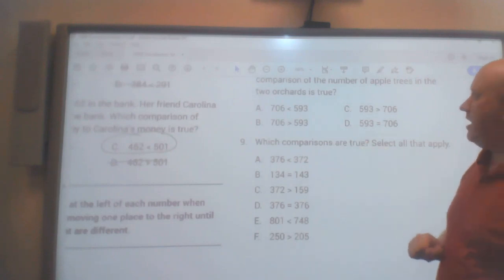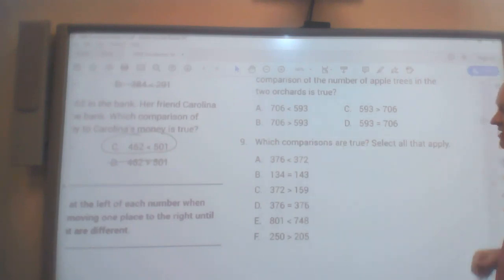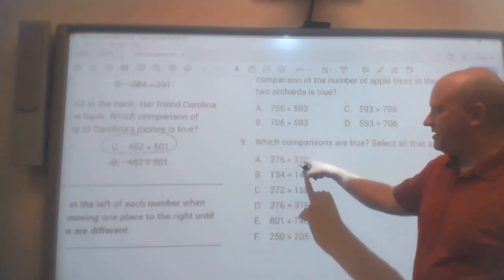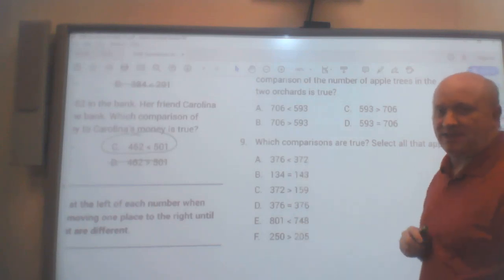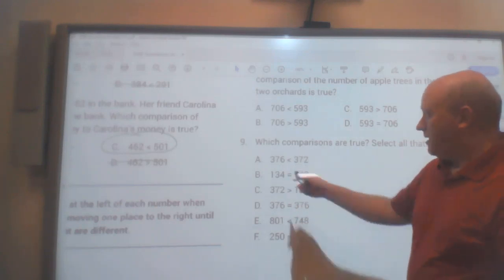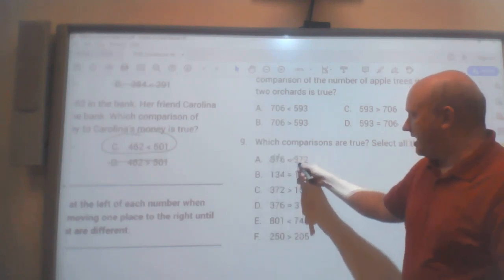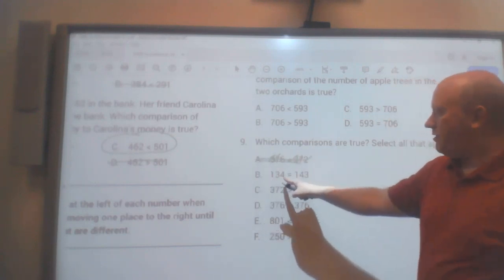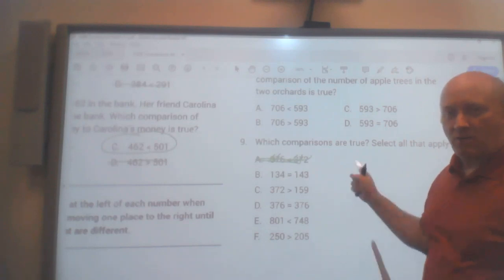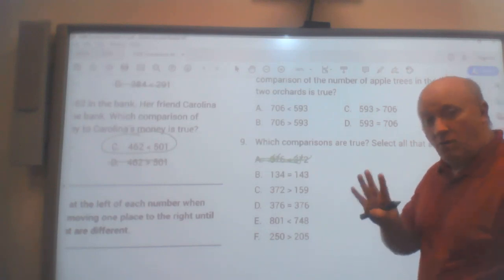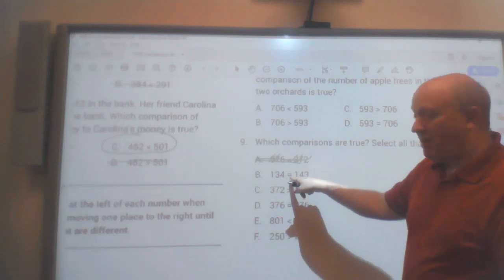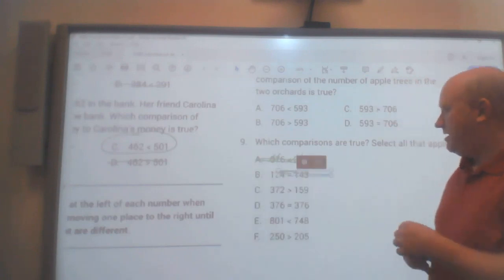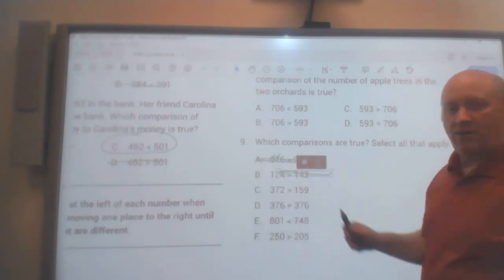Okay, number 9. Okay, which comparisons are true? Select all that apply. Okay, A, 376 is less than 372. Is 376 less than 372? No. The 3 is the same, the 7 is the same, but the 6 is greater than 2. Yes, so we know it can't be A. Now, B, 134 is equal to 143. Could that be one of the ones we can select? No. Why? Remember, in order for you to have an equal sign, both sides have to be identical.